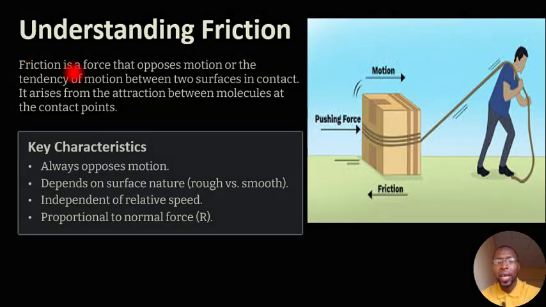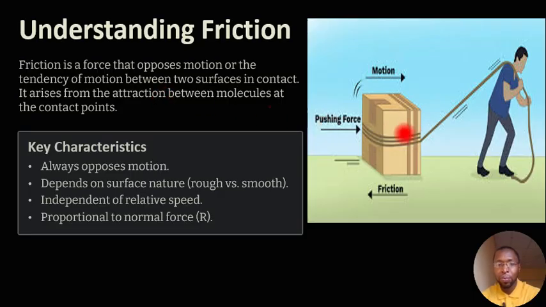Friction is a force that opposes motion or the tendency of motion between two surfaces in contact. So its own mission, the mission of friction, is to oppose motion or to oppose the tendency of motion between two surfaces in contact.